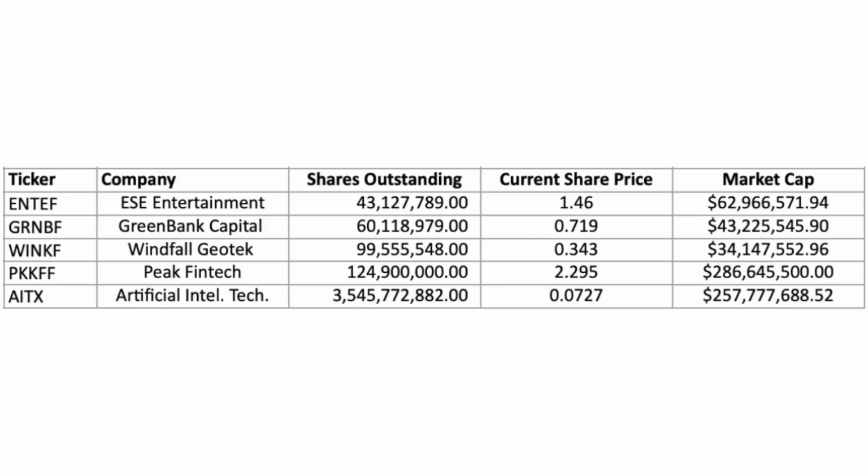lots of these OTC stocks that are only listed on the OTC. Okay, so this is not to be confused with the Canadian small cap dual listed stocks also on the OTC. So for example, like Peak, Windfall, Greenbank, ESC, these are all Canadian small cap stocks that are dual listed also on the OTC. Okay, so when I say OTC only, this is not the companies I'm talking about. Okay, so just keep that in mind.